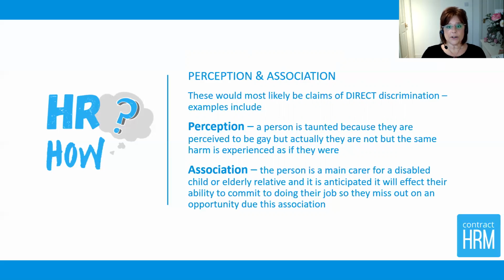Discrimination by association, an example is where the person perhaps might be the main carer of a disabled child, or maybe an elderly relative who's disabled and requiring care. And it is anticipated that it will have an effect on their ability to commit to doing their job. So they miss out on an opportunity due to the association with that person that they care for.